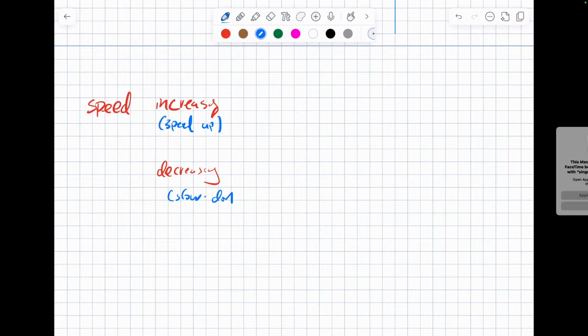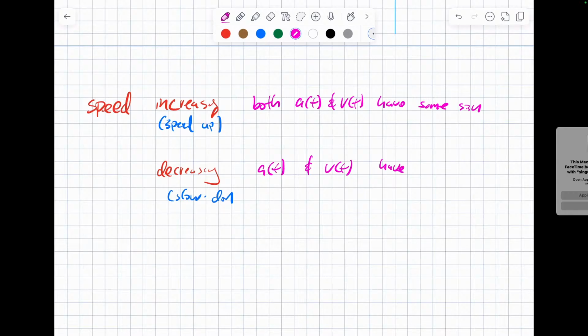Now in this case, both acceleration and velocity have the same sign. The second one is A of t and V of t have opposite sign. So you have to compare. If I say speed is increasing or speed is decreasing, this is how you compare. You compare acceleration and velocity at the same time. Does that make sense?